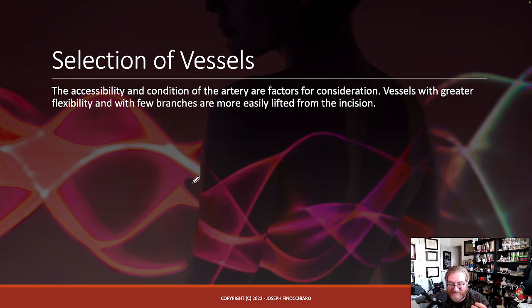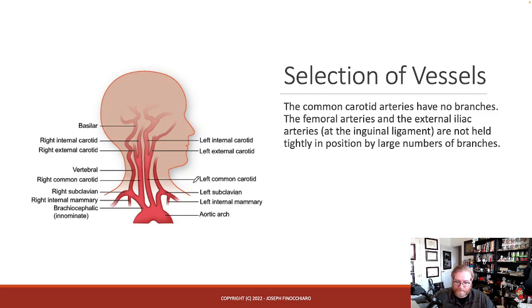Vessels with greater flexibility and few branches are more easily incised, located, and raised to the surface than are harder arteries. So, the common carotids have no branches. The femoral arteries and external iliac arteries are not held tightly in position by a large number of branches. We're able to make an incision, the artery is isolated by itself, and we can then raise it to a level that we can use it.